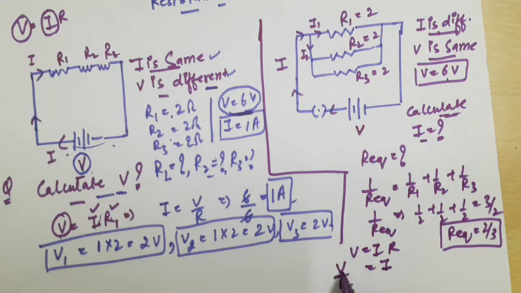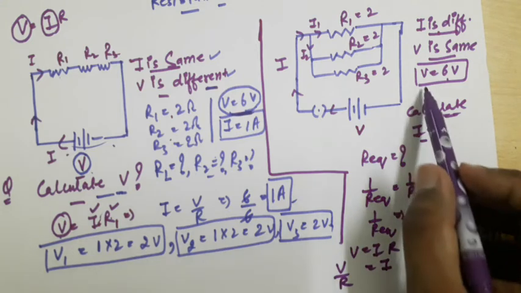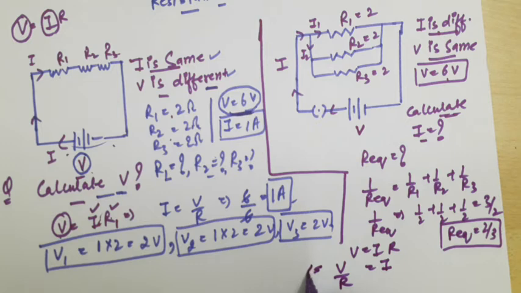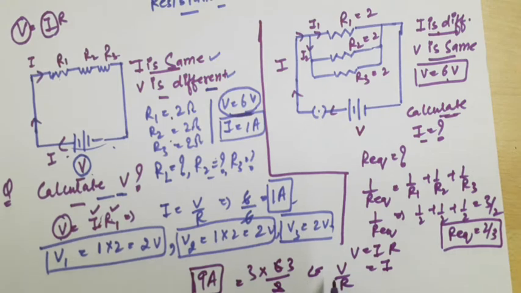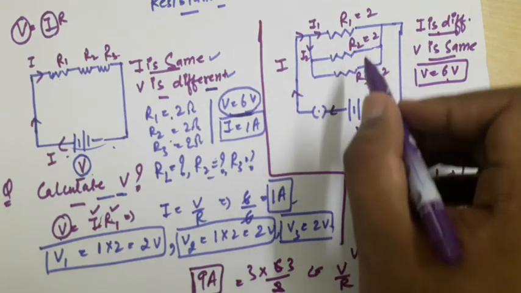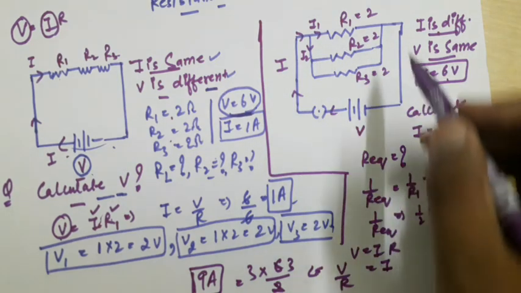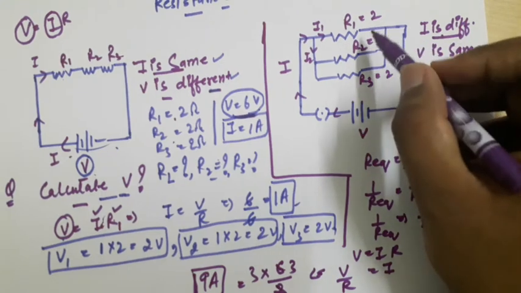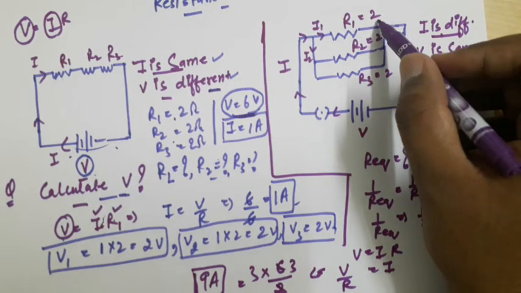So what is the value of V? V value is 6 volts. So I'll just put the value 6 divided by R. What is the value of R? 2 by 3. 2 by 3, so 3 will come here. So the total current will be, in this case, 9 amperes. 9 amperes, right? 3 into 3, so 9 amperes is the total current in the complete circuit. And now we can calculate for this. So the value of V is 6 volts, right.